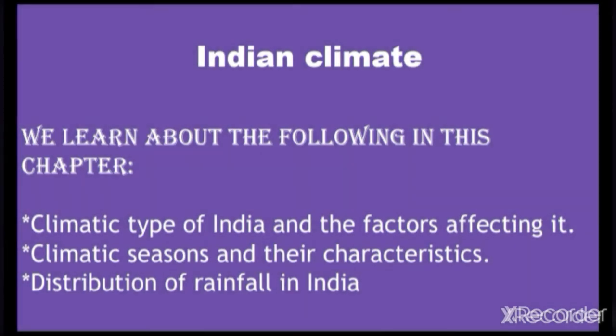In this lesson, I will discuss the climatic type of India and the factors affecting it, climatic seasons and their characteristics, and distribution of rainfall in India.